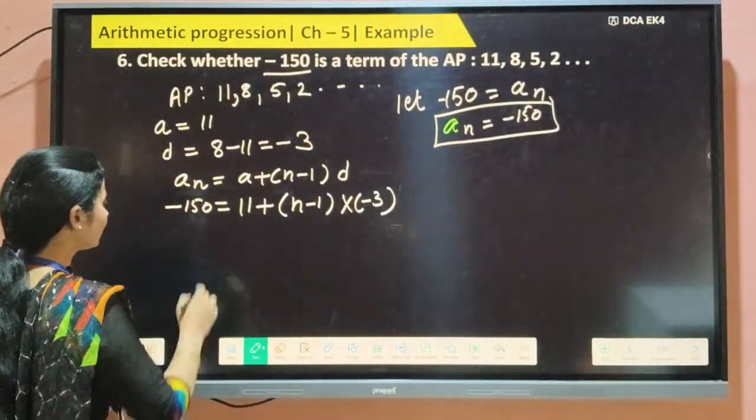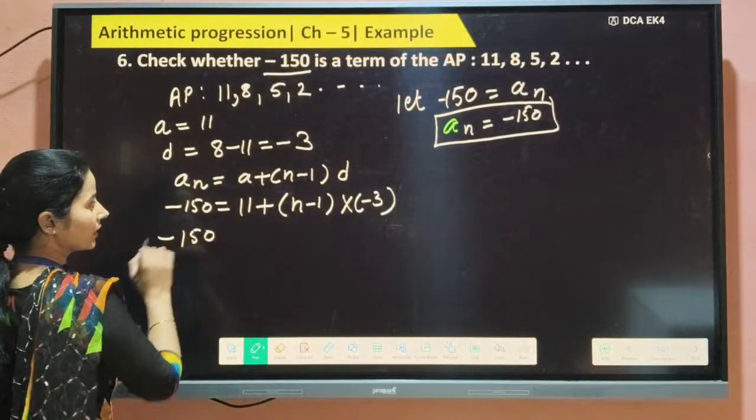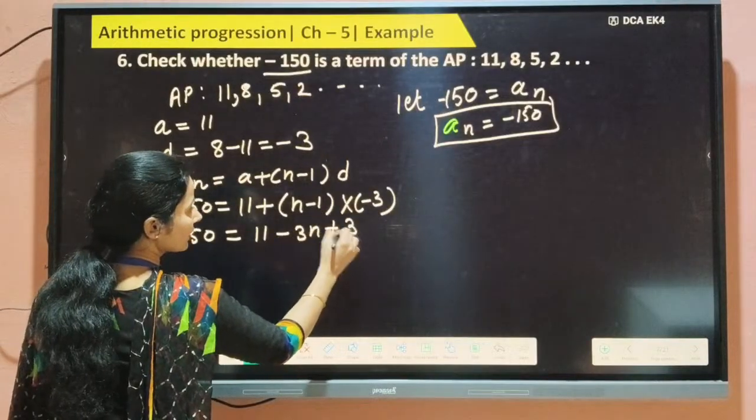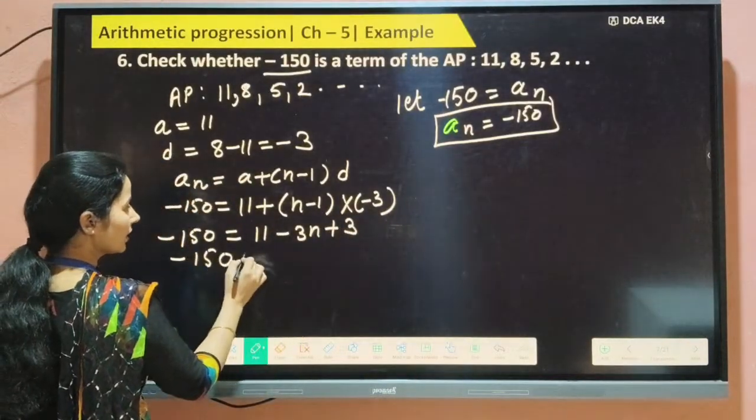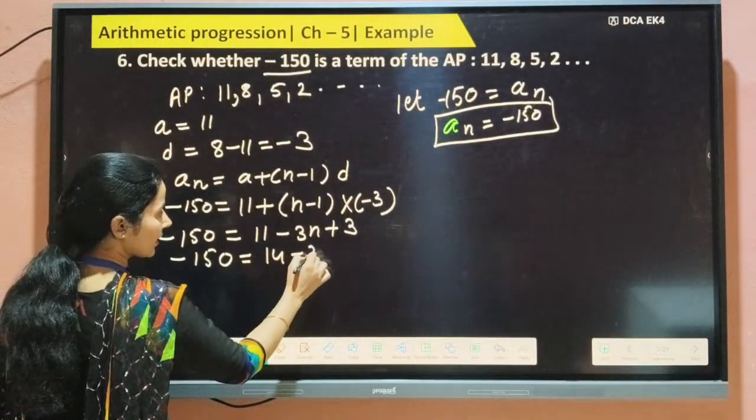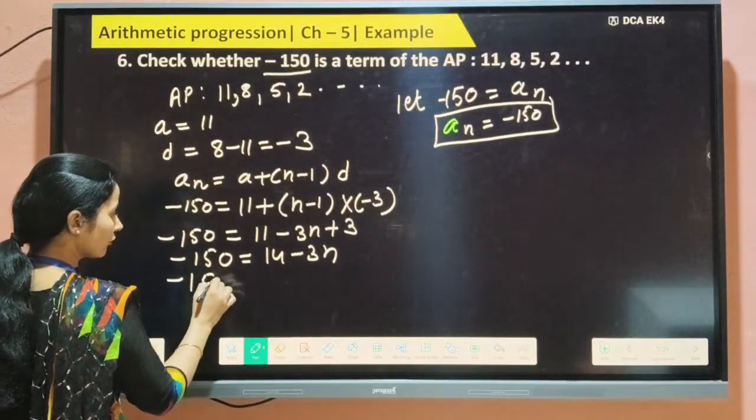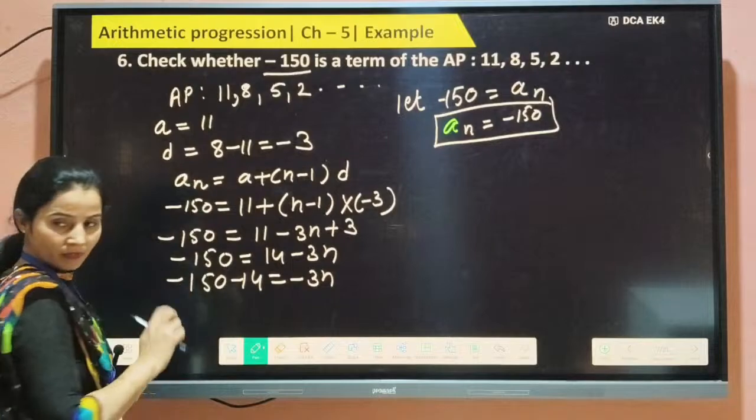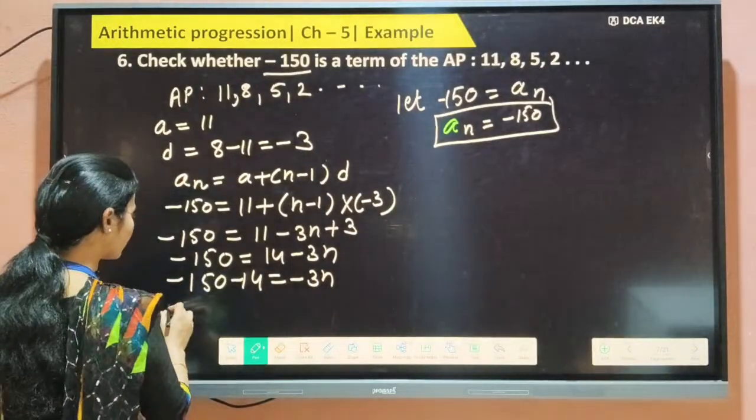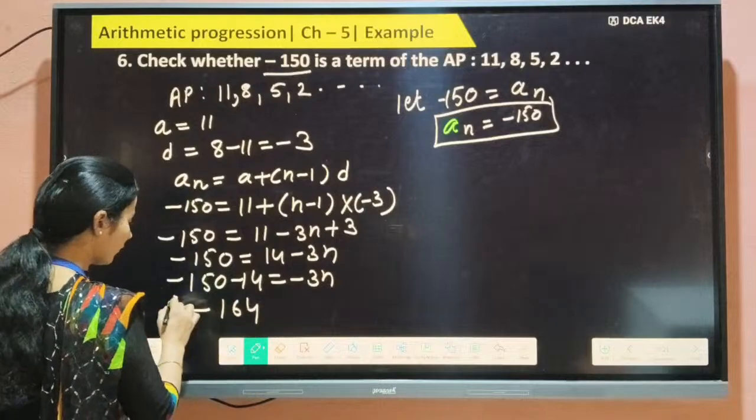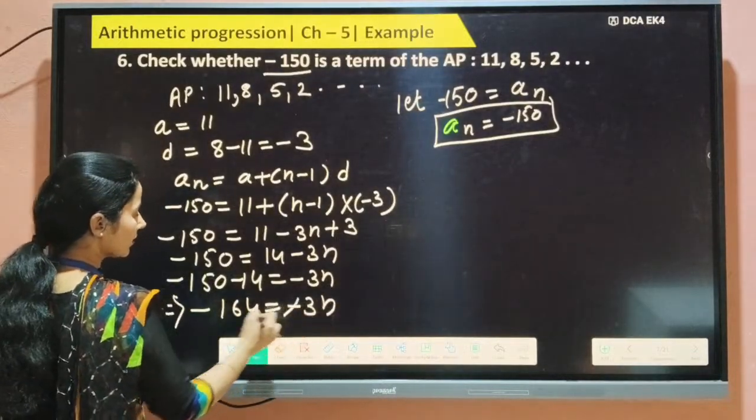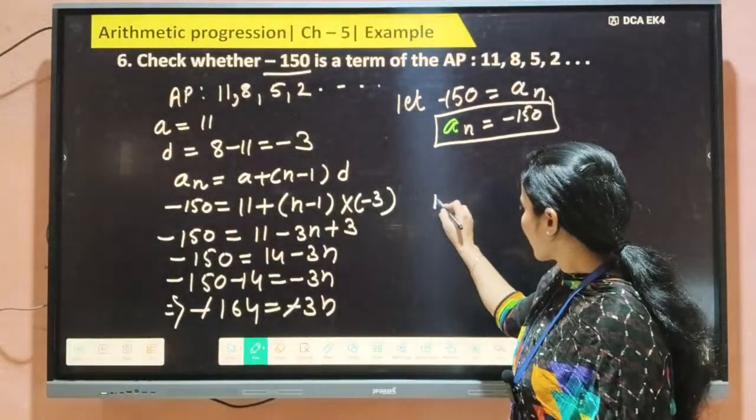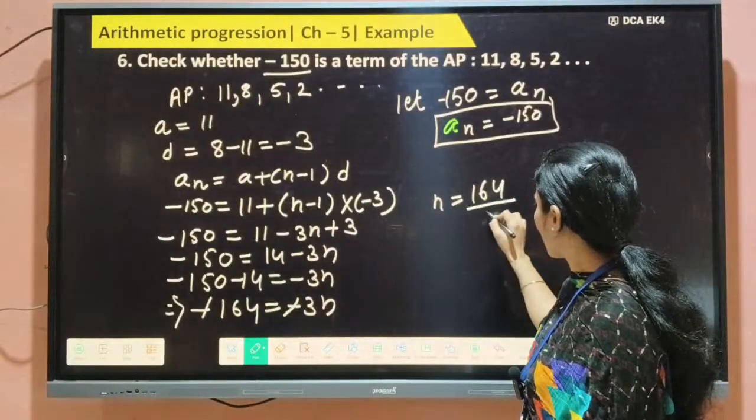So let us simplify. Minus 150 equals 11 minus 3n plus 3, so minus 150 equals 14 minus 3n. Minus 150 minus 14 equals minus 3n. Minus 150 minus 14 is minus 164, equals minus 3n. This minus to minus will be cancelled. Now we have to find out the value of n. n equals 164 by 3.